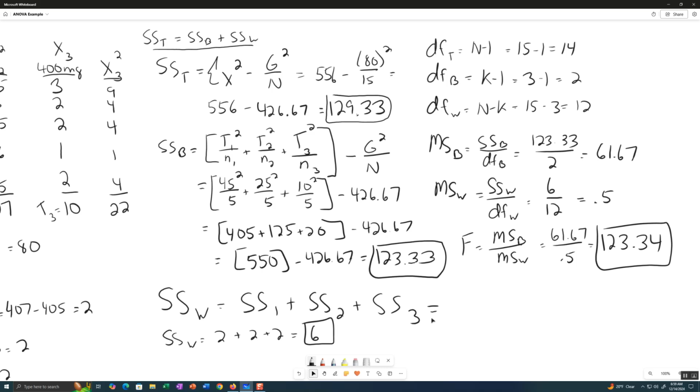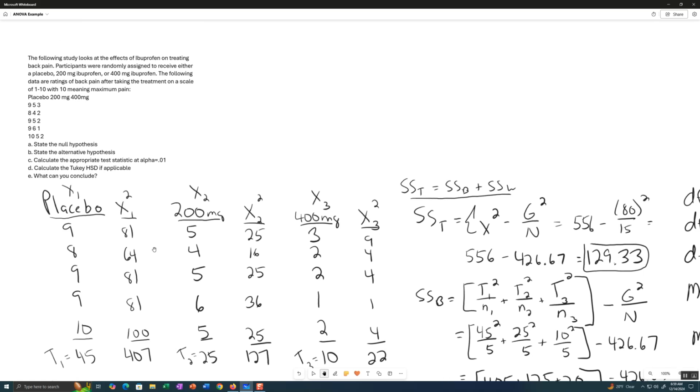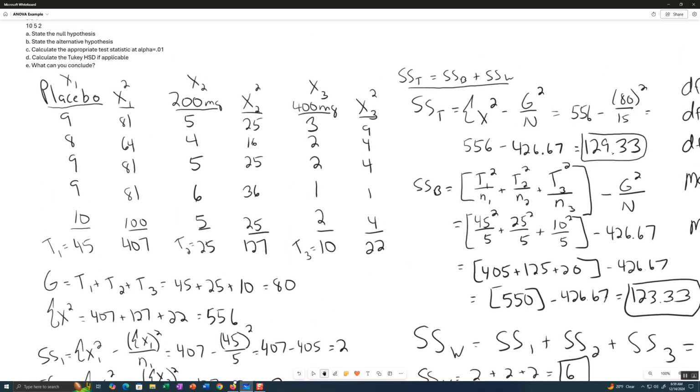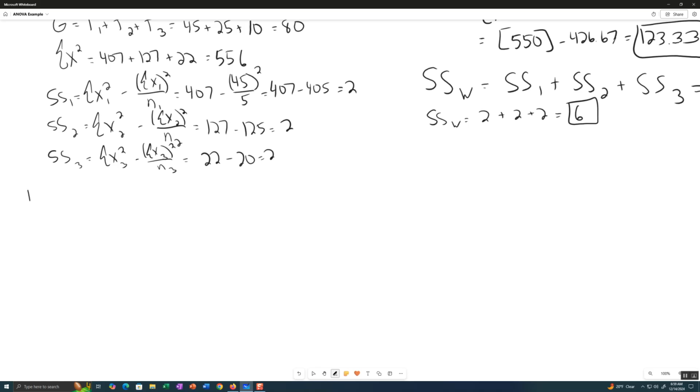So let's go back. Now that we got the F value, let's look at the problem again. State the null. That's easy enough. The null is ibuprofen, which is Advil, has no effect on back pain. Basically, all the groups are going to be the same. It means the placebo group, the 200 milligram group, and the 400 milligram group will have no difference, right?